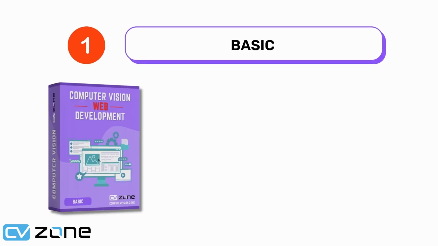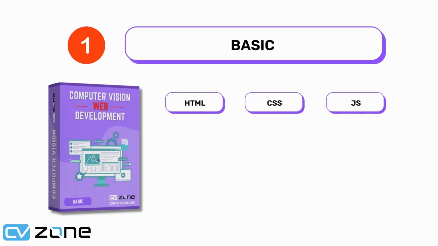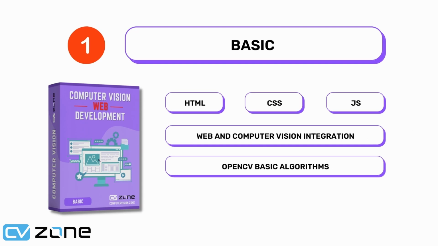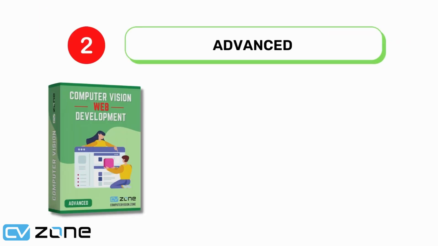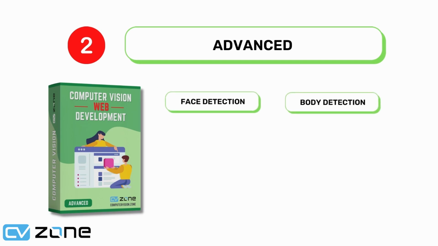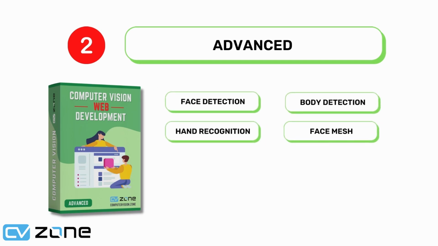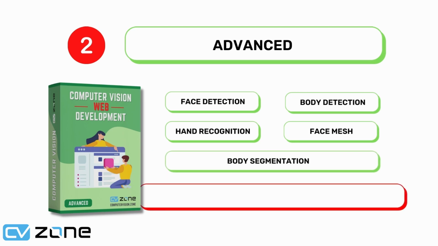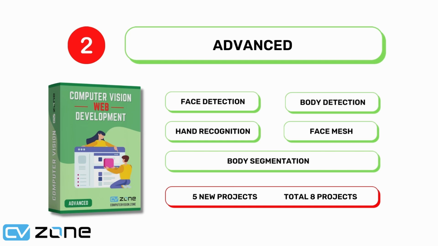In the first part, Computer Vision Web Basics, you will learn the basics of web development including HTML, CSS, and JavaScript. We will go through the integration of computer vision and web development along with the OpenCV basic algorithms. We will also look into creating elegant graphical interfaces for your web apps. This part will include 3 projects. In the second part, Computer Vision Web Advanced, you will learn face detection, body detection, hand recognition, face mesh detection, body segmentation, and much more to create some advanced projects. Here we will create 5 projects to solidify what we have learned.